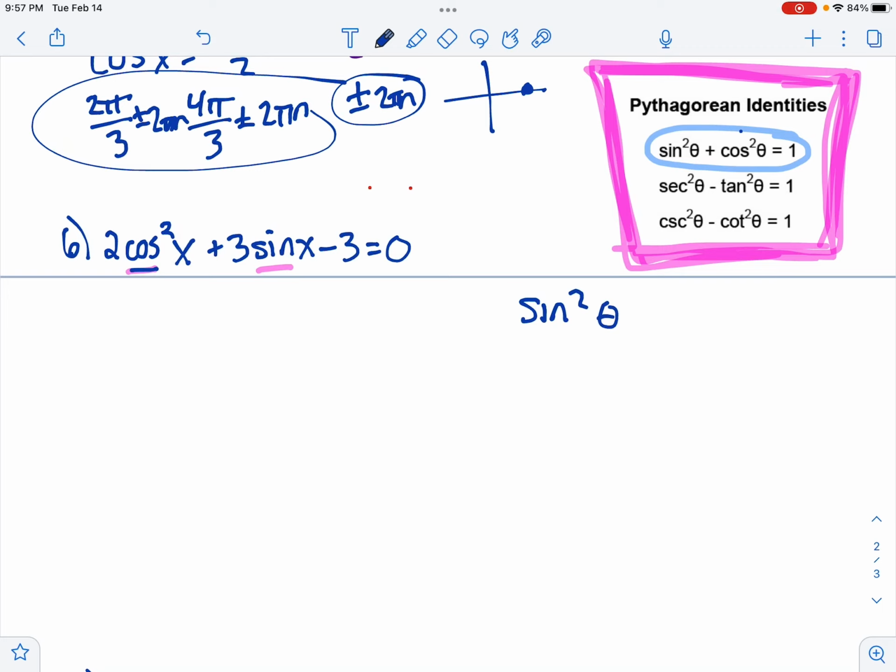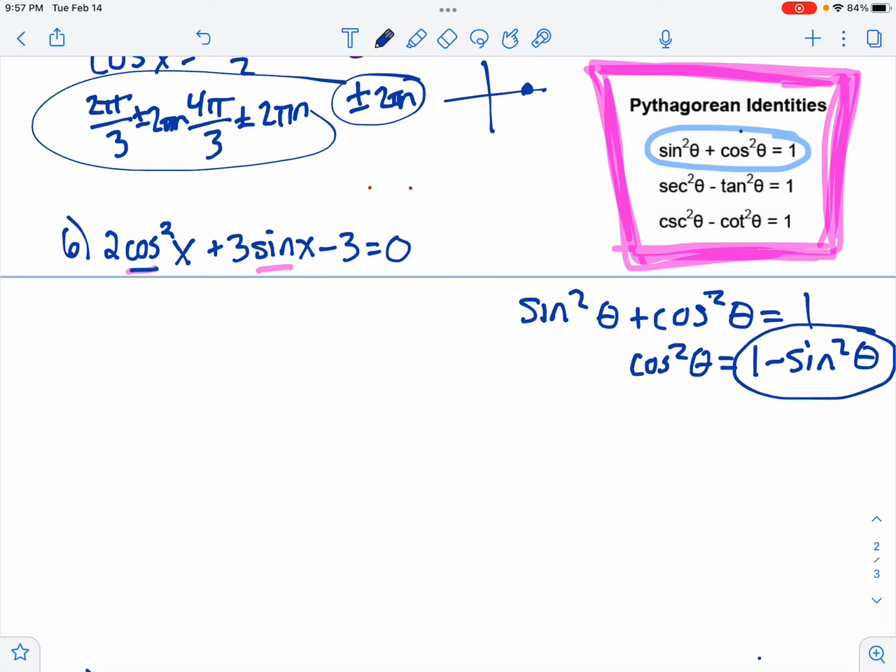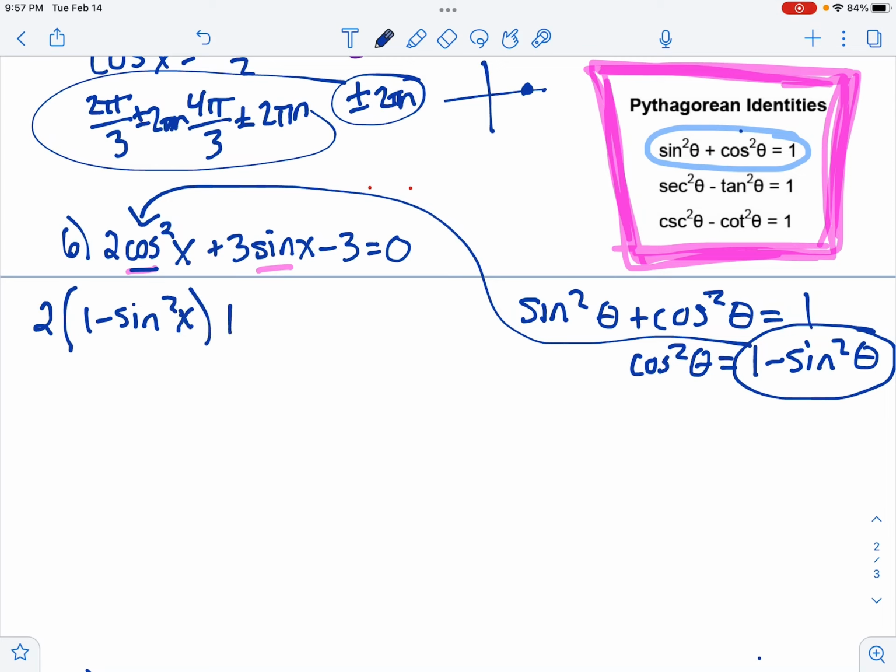So I have sine squared theta plus cosine squared theta equals 1. I'm going to solve down for cosine squared theta and see if we can use some substitution. So cosine squared theta equals 1 minus sine squared theta. So I'm going to substitute this in since it equals cosine squared theta, and I'm going to put it in for cosine squared. So now we have 2 times 1 minus sine squared x plus 3 sine x minus 3.